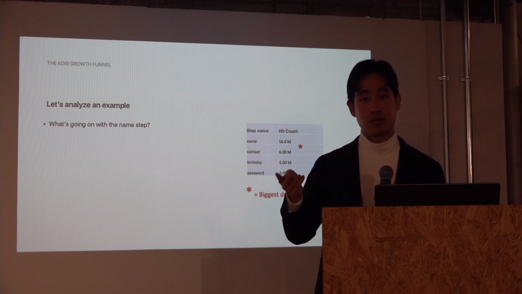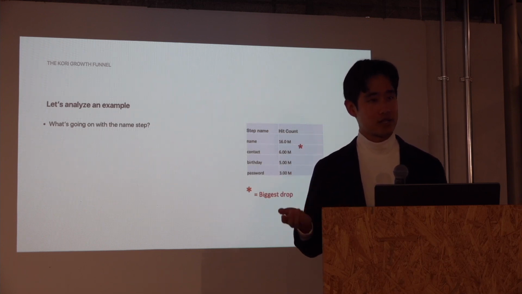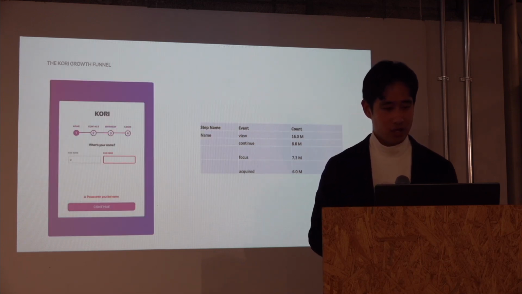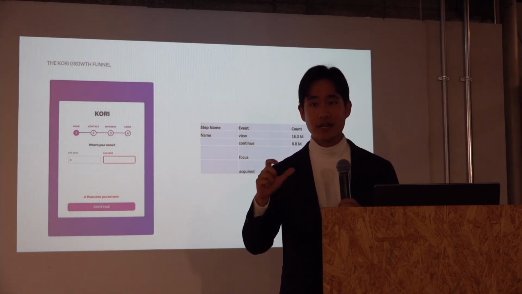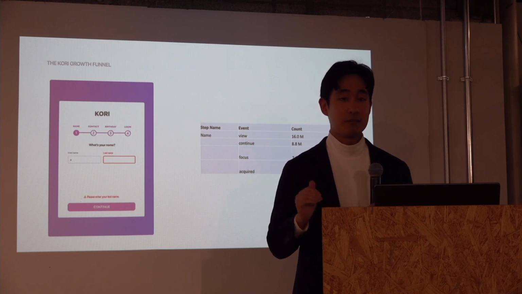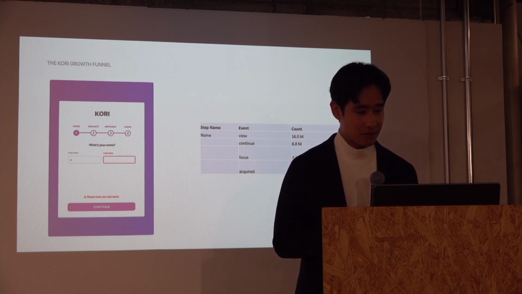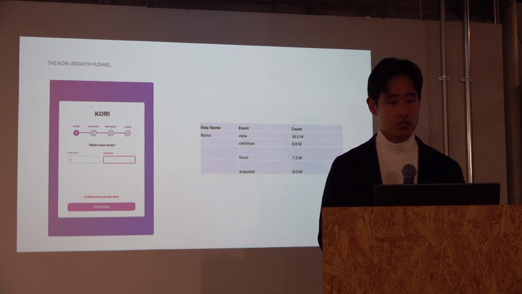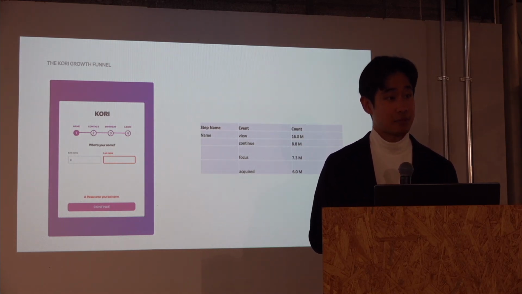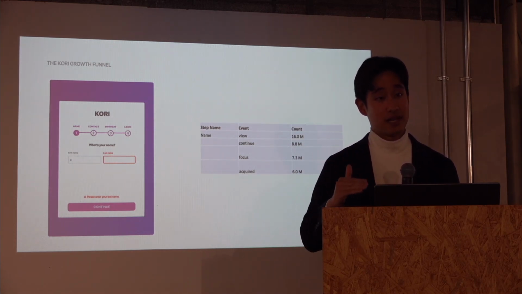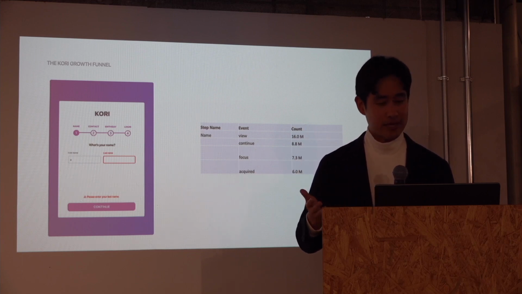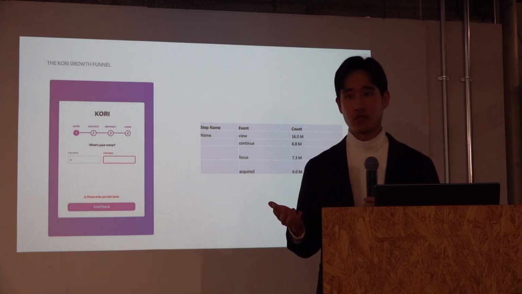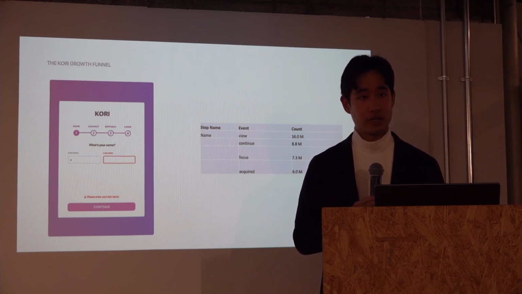Despite those two steps being right next to each other, why is there such a big drop-off? Well, let's take a look at the name step funnel here. Diving a little bit deeper, we see about 16 million users actually view the name step. But of those 16 million users, only 8.8 million of them tap continue. And then even fewer focus on the form, which means they interact with the form, 7.3. And at the end of the funnel, we have only 6 million users who are actually filling in their name.